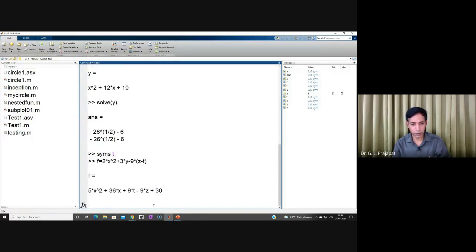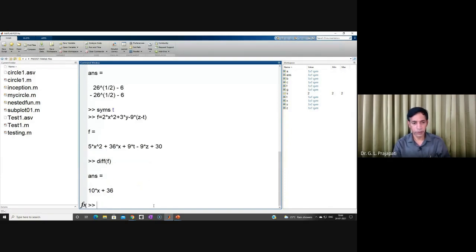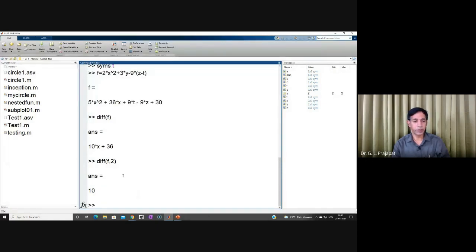Now you can do like this. So f is equal to this, and if you want to find the derivative, then you can say this. So here f is equal to this, so 5x square plus this. So here, I think you know, 2 into 5, 10, 10x, okay, and here 10x plus 36. So this is the answer. And if you want the second derivative, then what you need to do is just write the 2, then you are getting the answer 10. So this is the way you can get the answer.